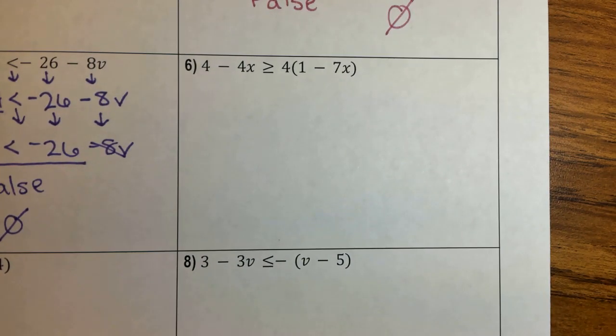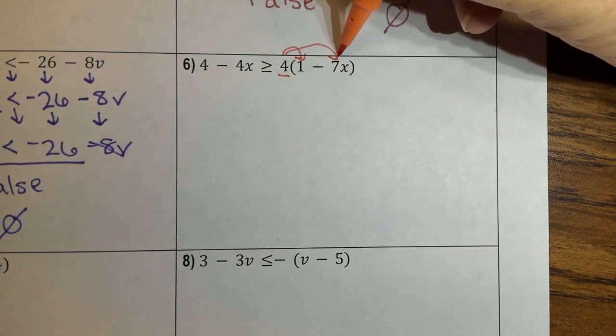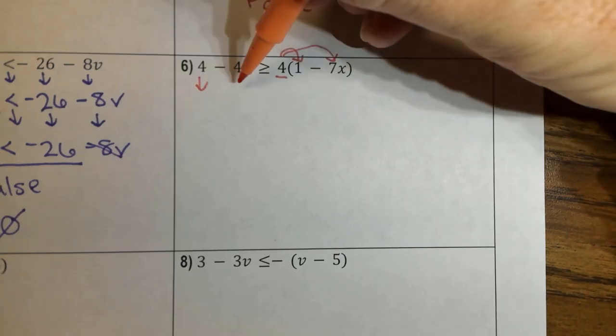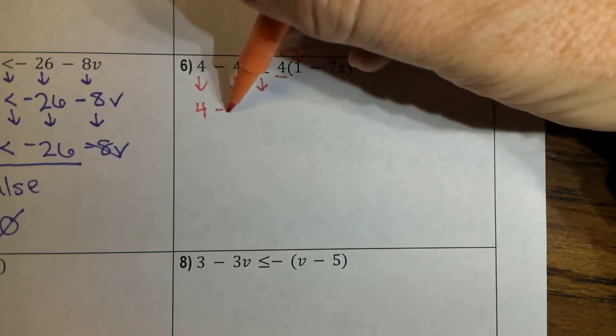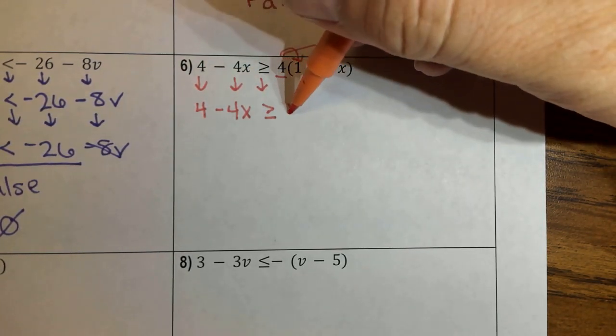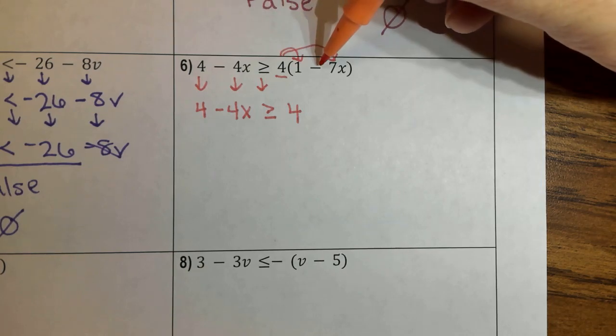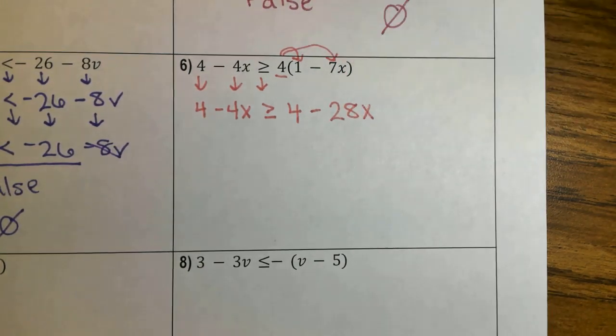Number 6. Parentheses. So you guessed it, I gotta multiply. Okay, I'm gonna bring all these down. These did not change. So I have 4 minus 4x greater than or equal to 4 times 1 is 4. 4 times -7x is -28x.